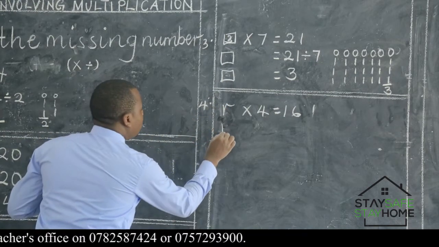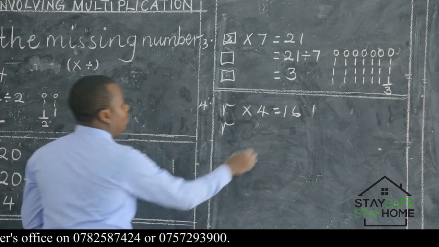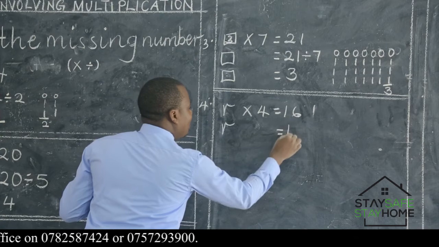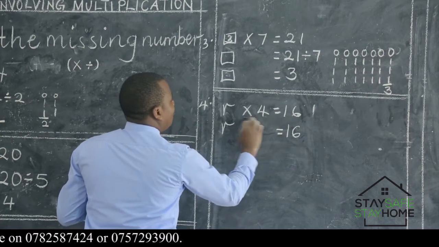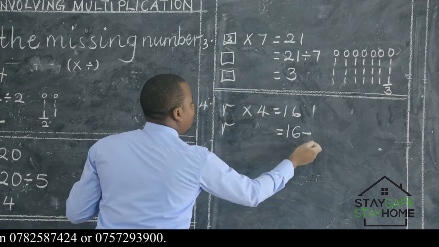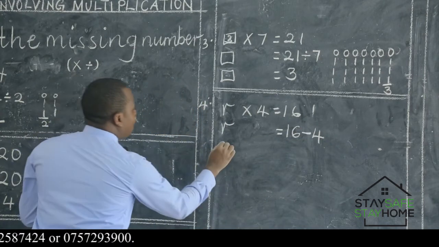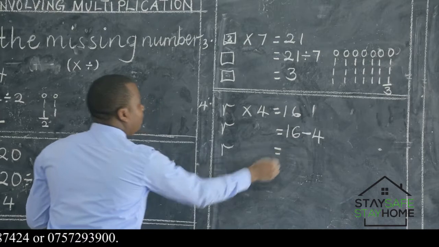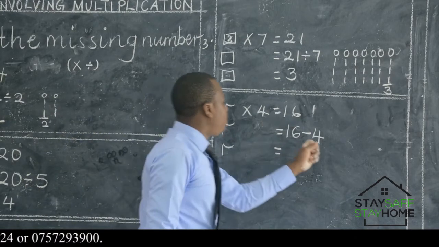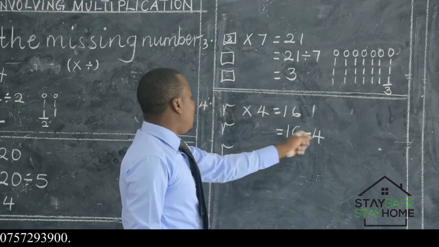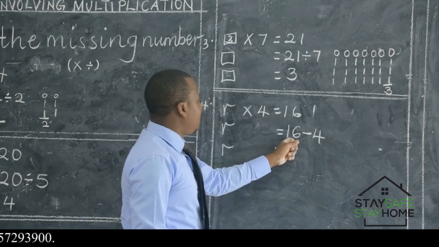Now what shall we do? We shall still have the same, equals to. Now when this one is crossing, it will be 16. This changes to division. So we shall have 16 divided by 4. Then our R will be equal to, how many 4s are in 16? You get the answer. How many 4s are in 16?